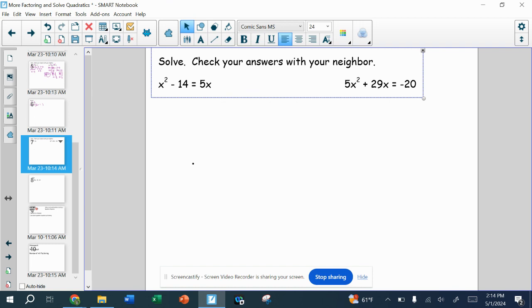And now, for these two problems, I don't know why my computer is being difficult right now.